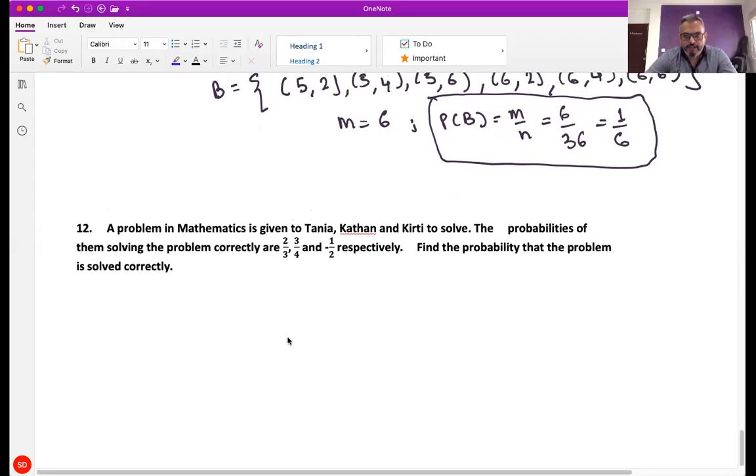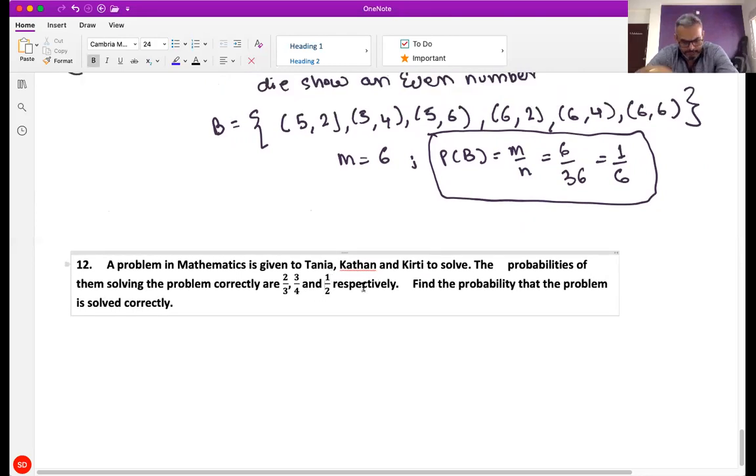Question number 12. A problem in mathematics is given to Tanya, Kathan, and Kirti to solve. The probabilities of them solving the problem correctly are 2 by 3, 3 by 4, and 1 by 2 respectively. Now, find the probability that the problem is correctly solved.